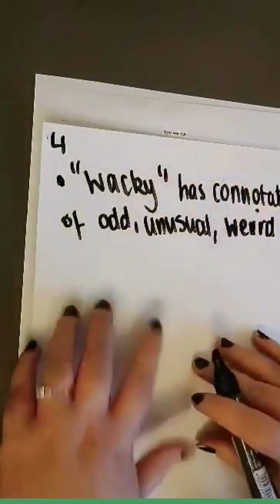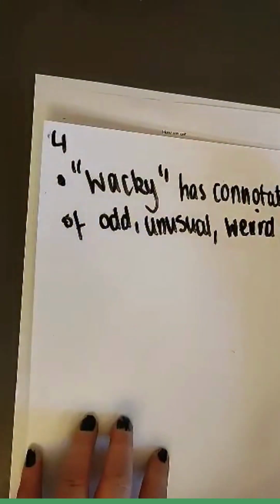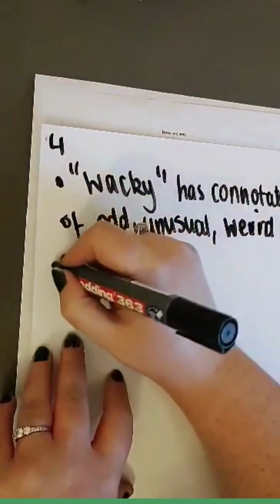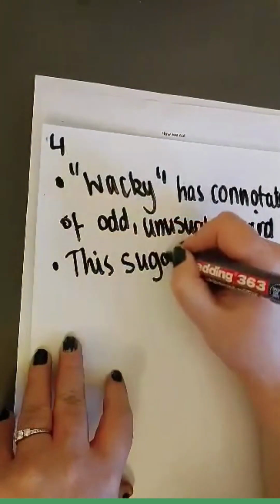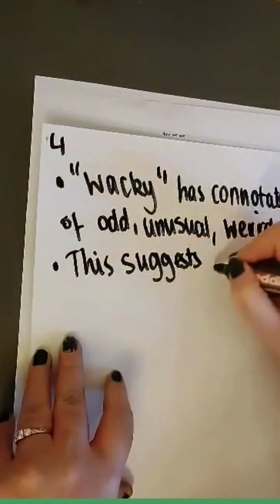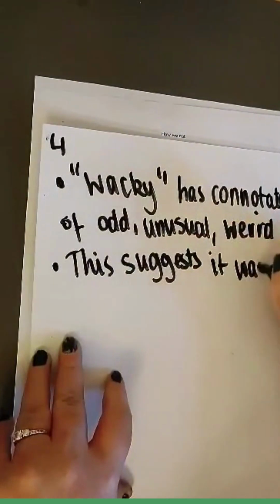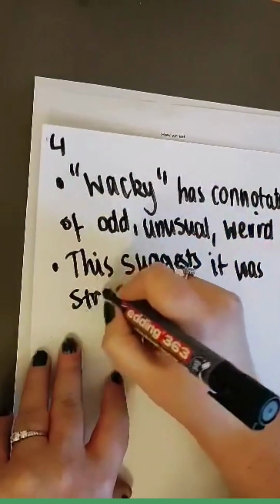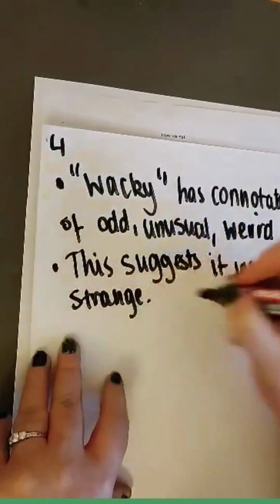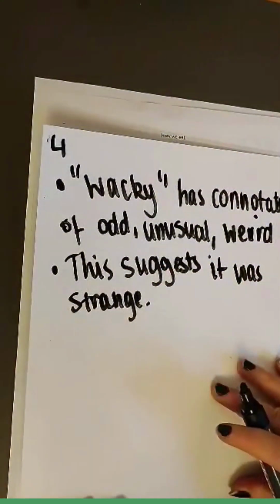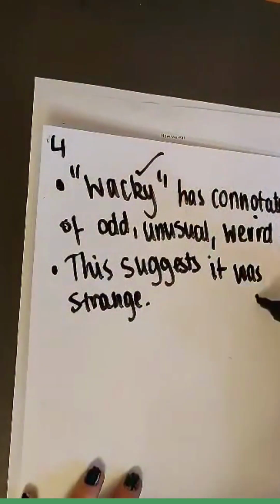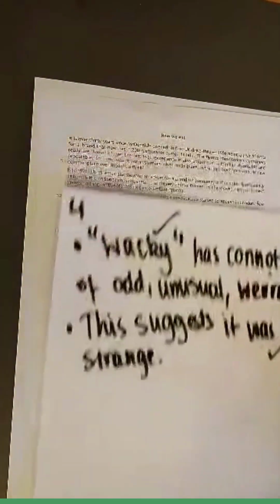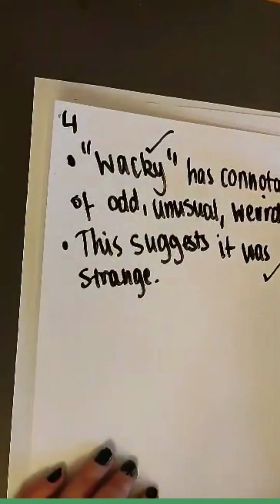Now, we need to make sure that this answers the question, so we'll get in, this suggests it was strange. And that really just makes sure we answer the question. Okay, so like I said, you would get 1 mark for your quote and 1 mark for your analysis. So 1, 2, easy. Now this is a 4-mark question, so we need to do this again.